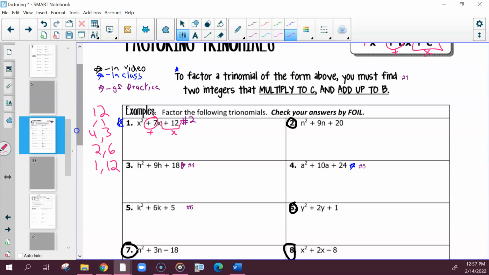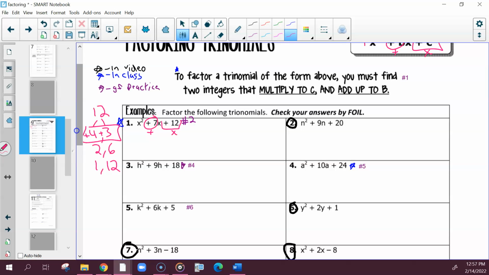So now, of these, if we were to add the numbers together, whatever pair goes together, so 4 and 3, 2 and 6, 1 and 12. If we add those together, which one would give us 7? 4 and 3. So we could say a positive 4 and a positive 3 would give us a positive 7.